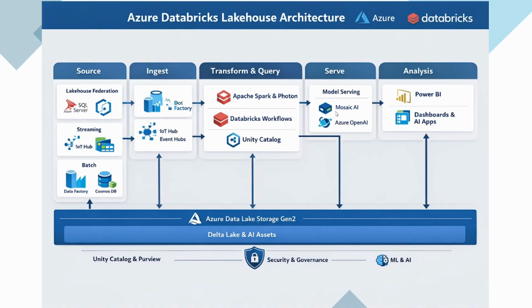Next up, serving. This is how data and models are exposed to the outside world. For analytics and BI, Databricks SQL provides serverless SQL warehouses. Tools like Power BI can connect directly and query data at scale. For machine learning, you have Mosaic AI Model Serving. This lets you deploy models for real-time inference without managing infrastructure. And if you need transactional workloads, Databricks offers Lakebase, a Postgres-compatible OLTP database integrated with the Lakehouse. So analytics, AI, and applications can all coexist.